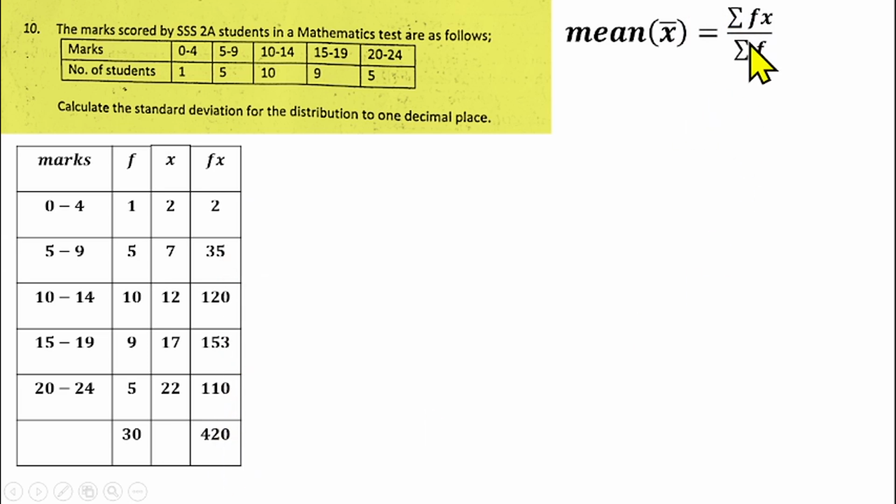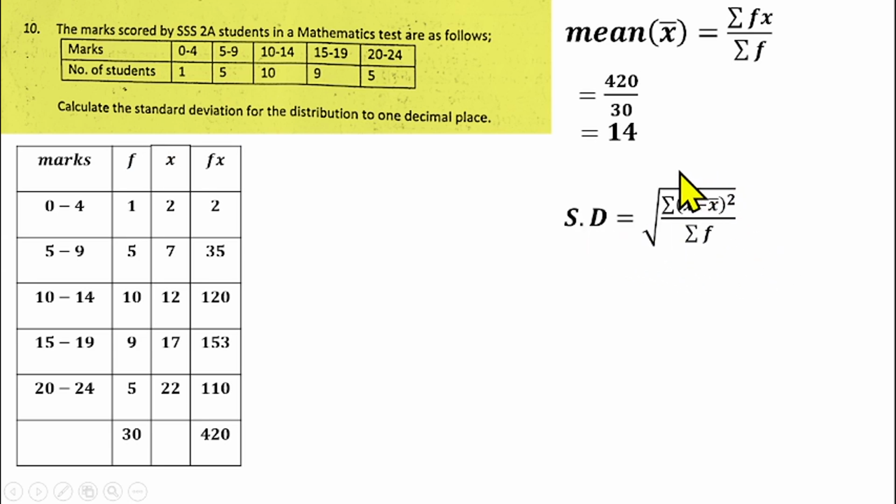Then you can now return that into this formula. So our mean will be 420 divided by 30, and that should give us 14. So that means the mean of this distribution is 14. Don't forget, we are not asked to find the mean, but we need to find it to find our standard deviation.